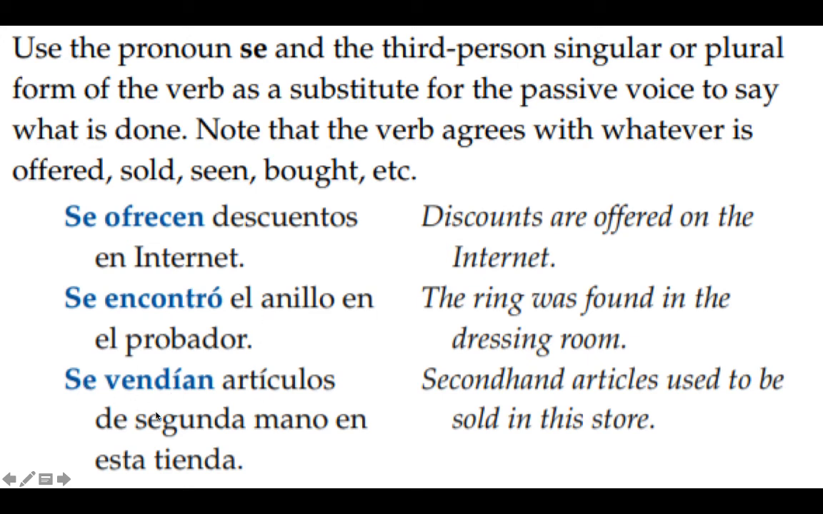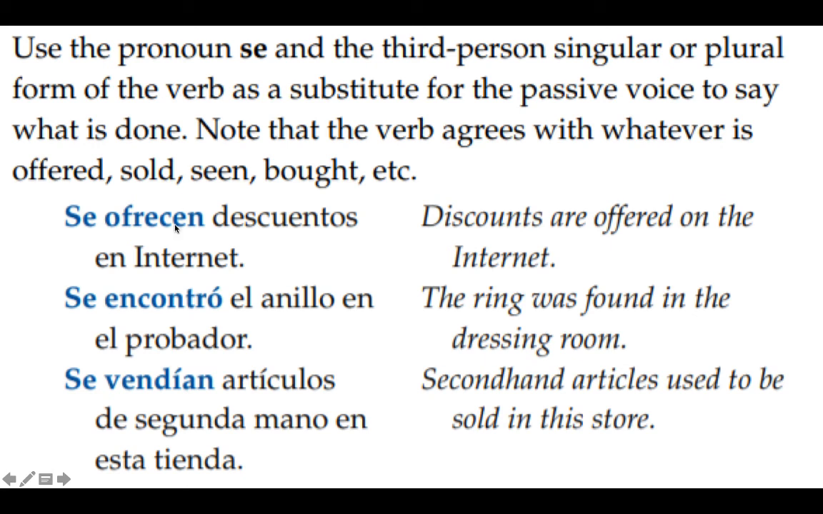Se vendían, in the imperfect tense, artículos de segunda mano en esta tienda. So second-hand articles, or we might say like hand-me-downs, are sold in this store. In this case, vendían is conjugated according with second-hand articles, and it's conjugated in the imperfect tense, so it should be translated as used to be sold. So second-hand articles used to be sold, they were sold in esta tienda, in this store.